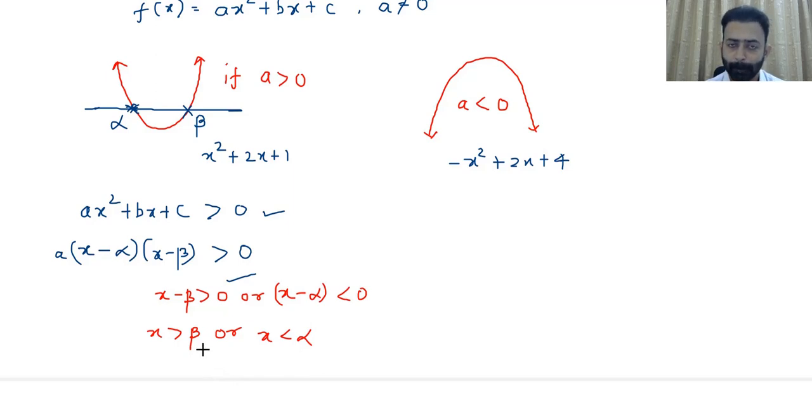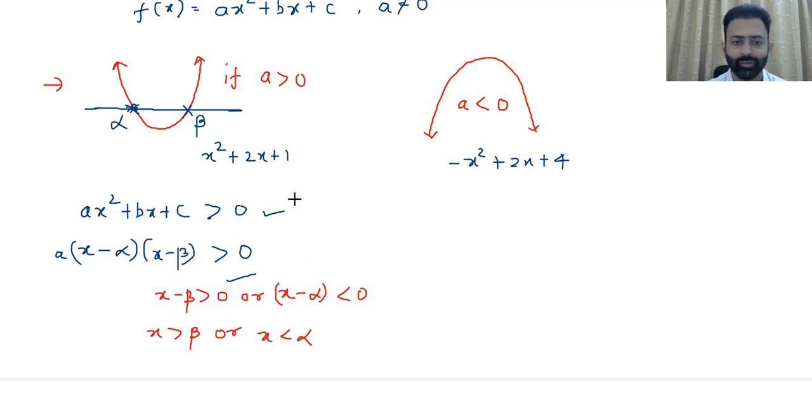Okay, if you understand the graph, that's why the first thing is to plot the graph in your mind or in any rough book and understand the nature of the curve, whether it is U or inverted U. Then the second step is finding the roots of the quadratic equation, represent those roots as alpha and beta, and just see where the graph is positive and negative.